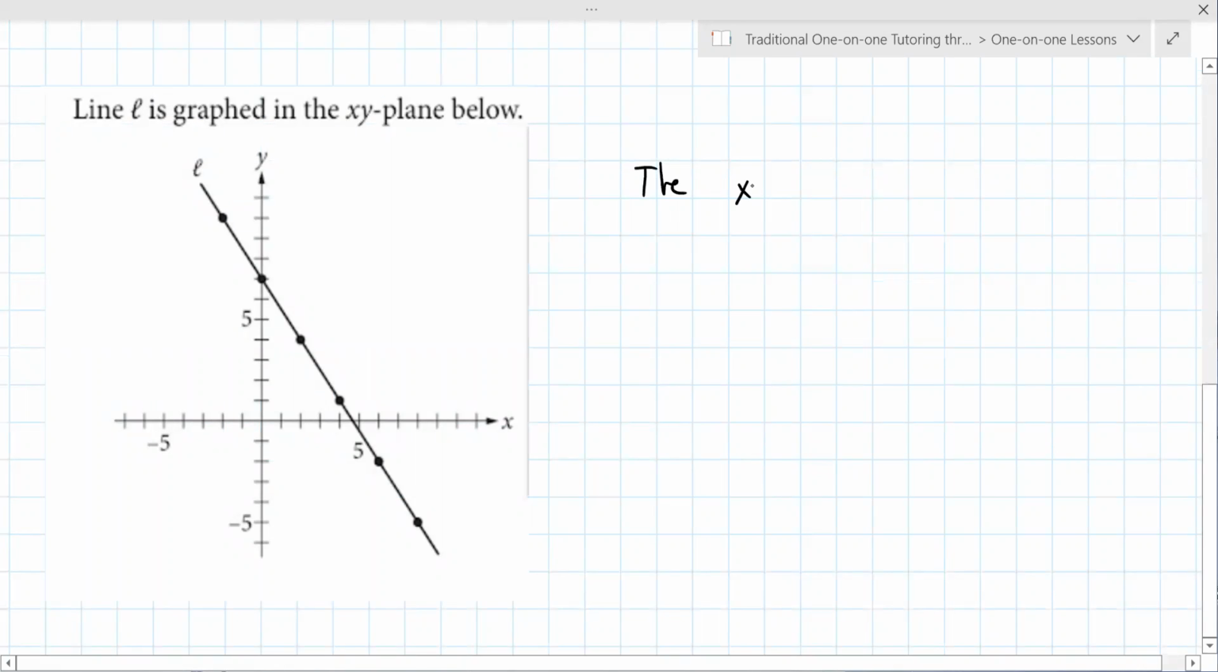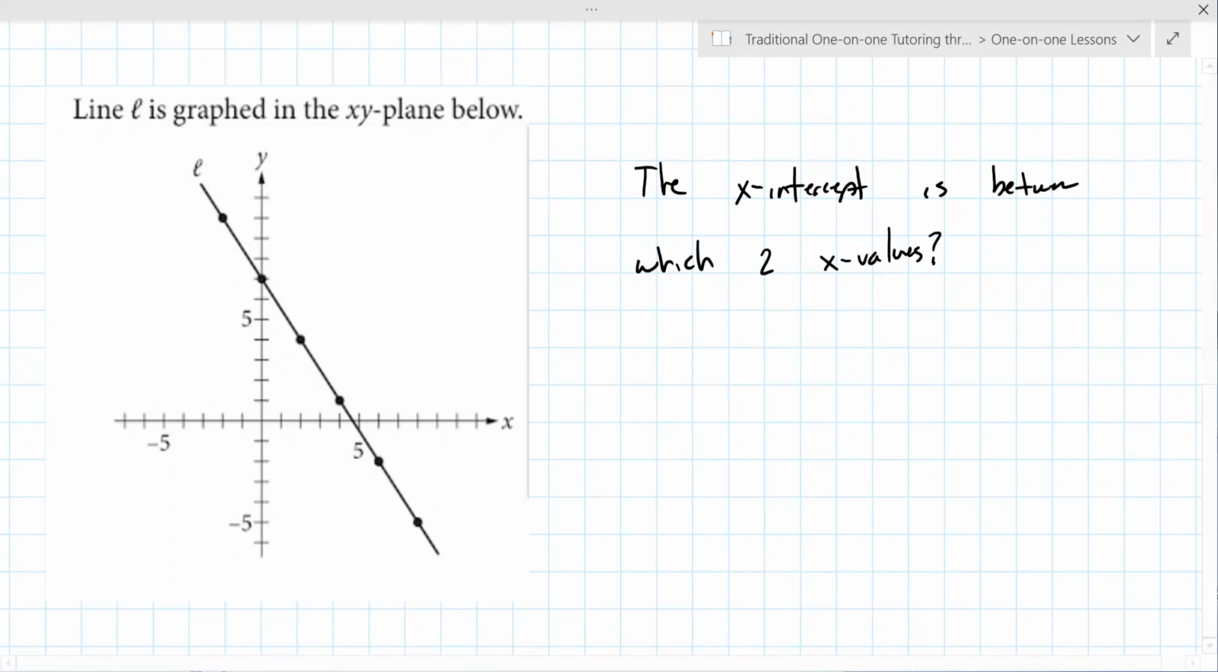The x-intercept is between which two x values? Which 2 x values? Okay, 2 x values. Now the 2 x values right there. The x value, the intercept is... wait, what does that say? Is between which two x values? Which 2 x values?